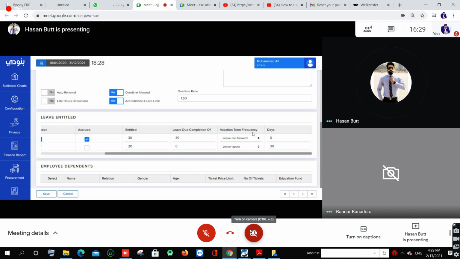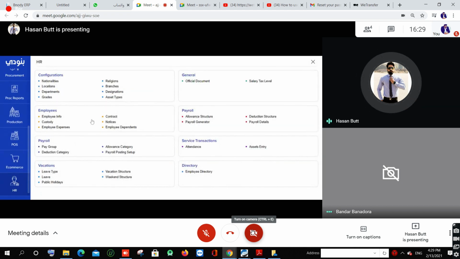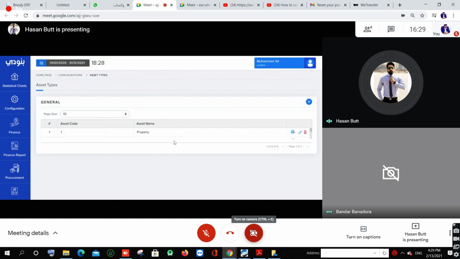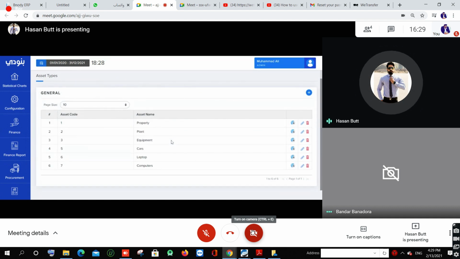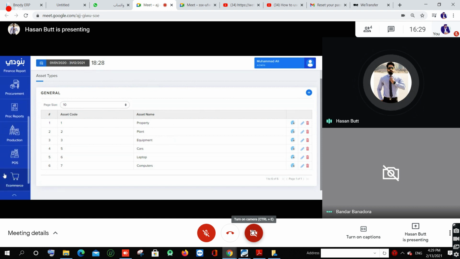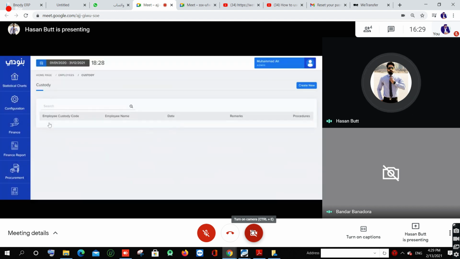Okay, brothers. So let's head towards another form, and now our contract is ready with this employee, which is Hassan, and now we have the option which is the custody. First we created our assets like this, and now as you know, brothers, some of the assets, just like the cars or laptops or computers, we give to our employees. So we will give some of these assets in the custody of some of the employees.